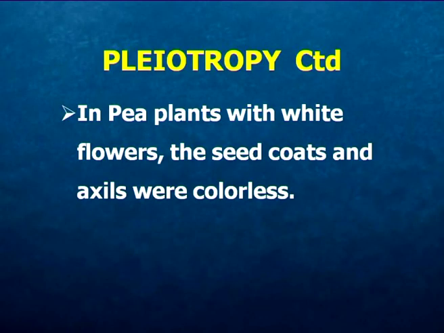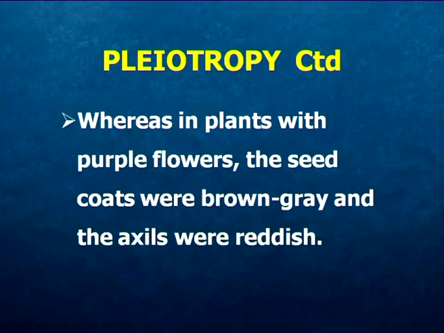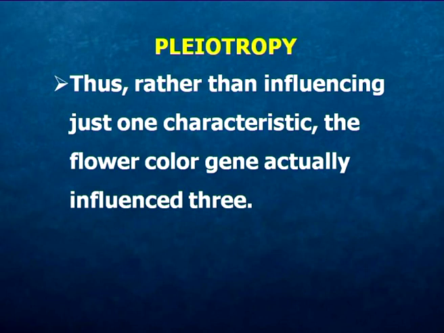In pea plants with white flowers, the seed coats and axils were colorless, whereas in plants with purple flowers, the seed coats were brown-gray and the axils were reddish. Now, thus, rather than influencing just one characteristic feature here, the flower color gene actually influences the three features. What are they? Color of flower, color of seed coat, and color of axil.